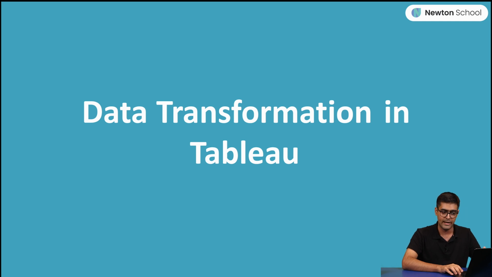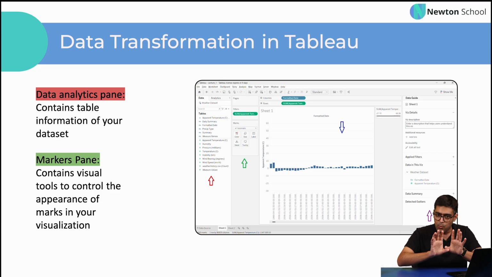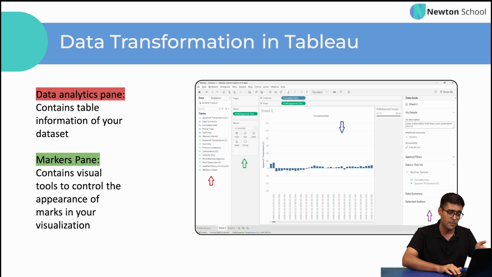Now we'll also cover data transformation in Tableau. We won't go into the depths of it yet. We'll only show what are the different panes: the data analytics pane, the markers pane, and if you can see on your slide there, we have marked with arrows which pane is what. So the red pane is the data analytics pane. It contains dimensions and measures. What they are, what they do, we'll explain later. Don't worry right now. The markers pane.